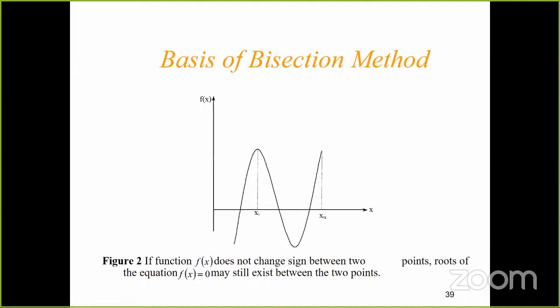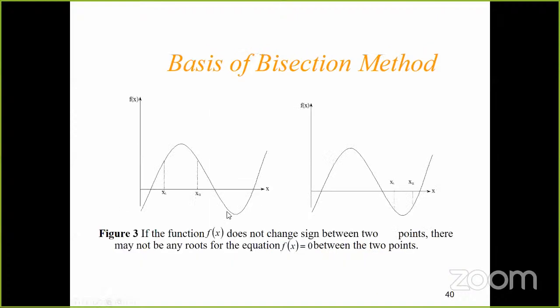Let us choose a function of this kind. Here also the function changes sign. This is the upper limit, this is the lower limit. The function changes from positive to negative. If the function does not change sign, roots in the equation may still exist, because here it intersects at one point, and here it intersects at 2 points. This is the lacuna. If the function intersects the x-axis more than one time, even though solutions exist, this technique will not identify the solution.